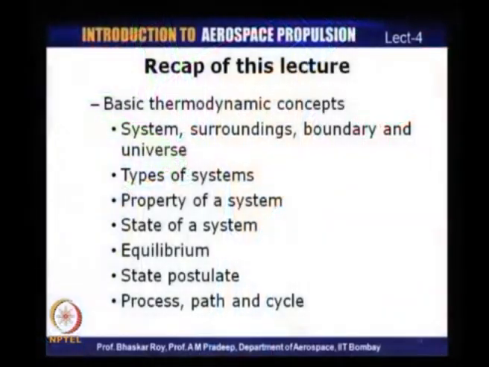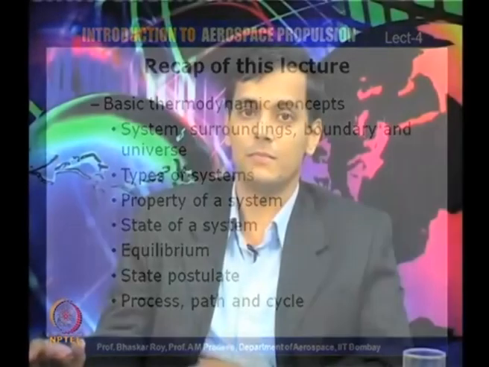So, that brings us to the end of this lecture. Let us quickly recap what we had gone through during this lecture. We had understood several basic thermodynamic concepts like the system, surroundings, boundary and the universe. We had also understood different types of systems that are possible, like an open system or a closed system. We had understood what is meant by property of a system, that is, how you characterize a particular system. And then we had also looked at what is meant by state of a system and what are equilibrium states of a particular system.